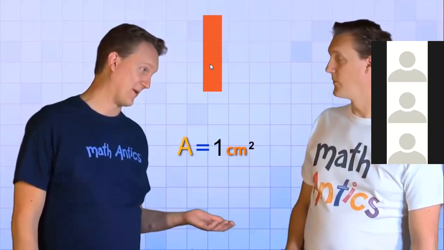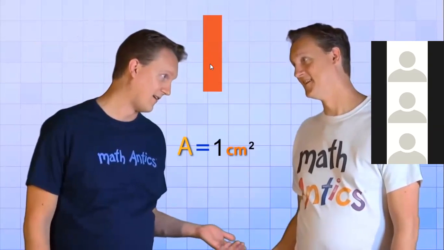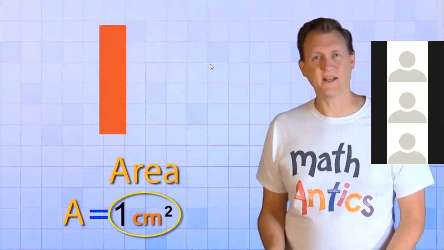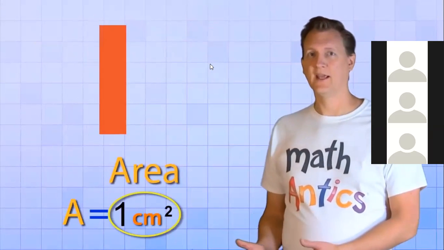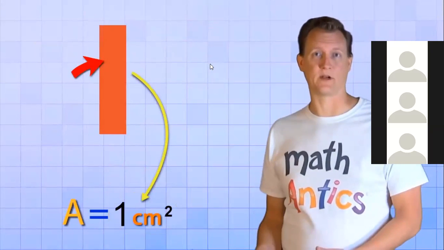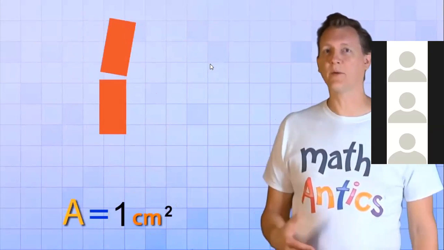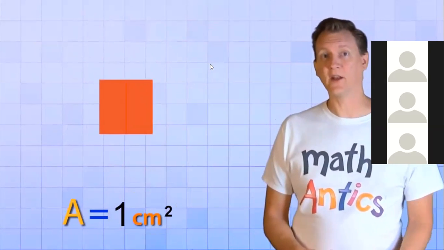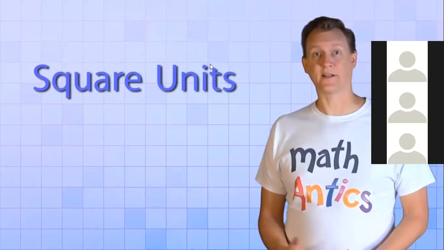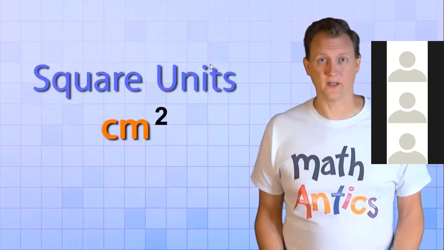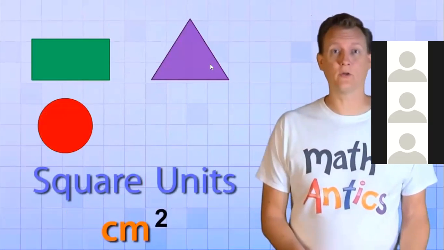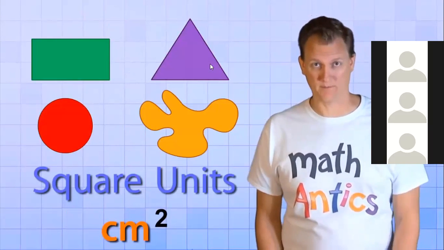Could that be a square centimeter? It's not even a square. But just because a shape takes up 1 square centimeter of area, that doesn't mean it has to be a square shape. It just means that the total area would be the same as a square centimeter. You can see that if we break up the rectangle in half and rearrange it, then it would form a square. In fact, we can use square units, like square centimeters, to measure any area, no matter what the shape is. It could be a rectangle, a triangle, a circle, or any other 2-dimensional shape.